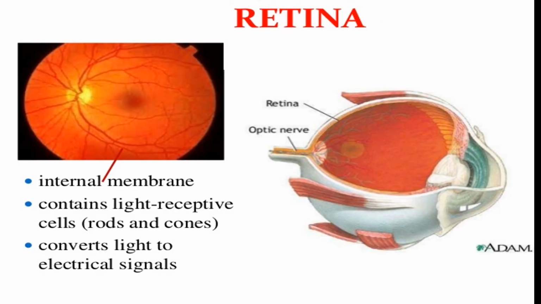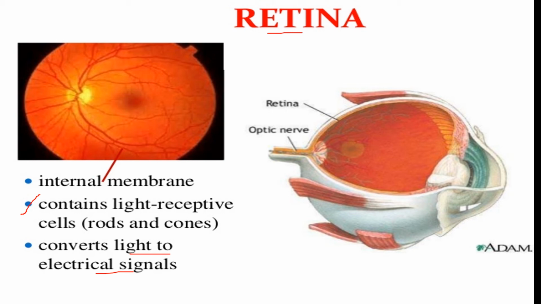Coming to the innermost layer of the eye, it is the retina. It is the internal membrane and consists of light receptive cells or photosensitive cells, rods and cones, and they help in conversion of light to electrical signals. The retina, the neuronal tissue, also consists of the optic part and the iridial part.